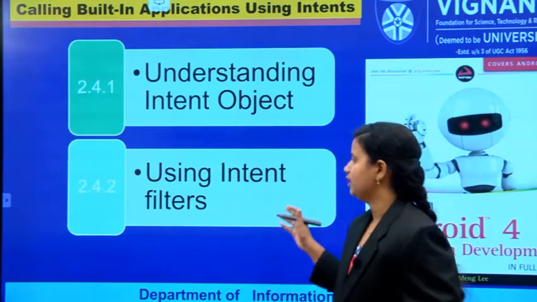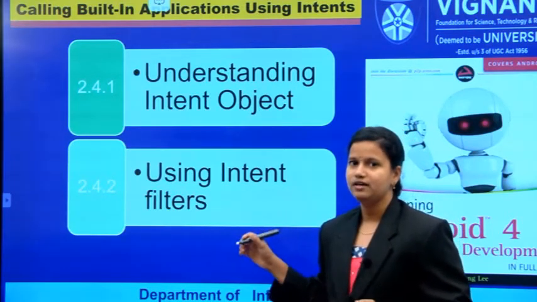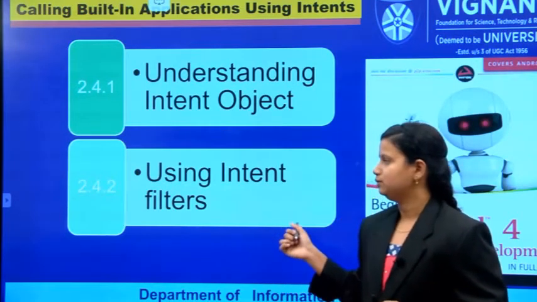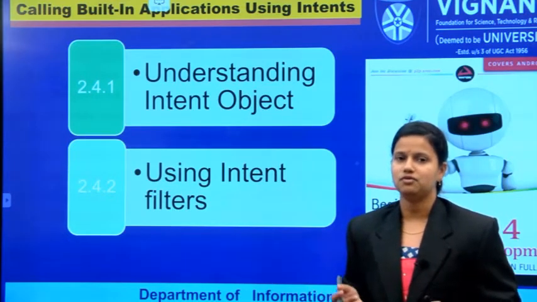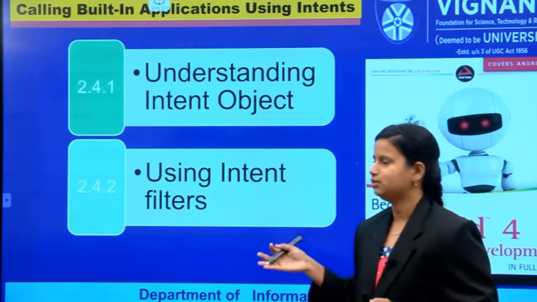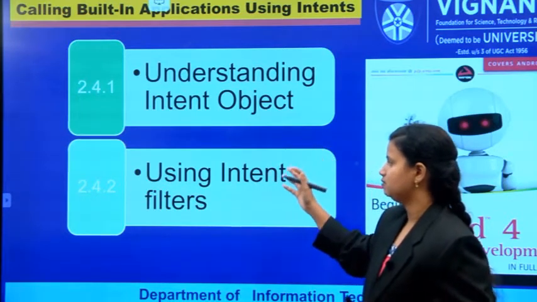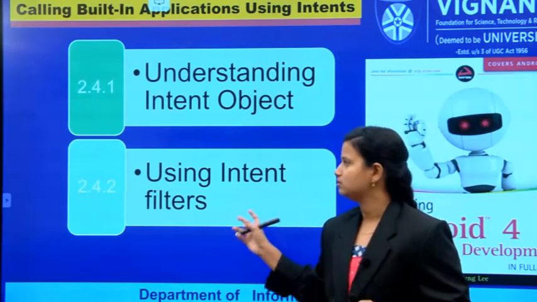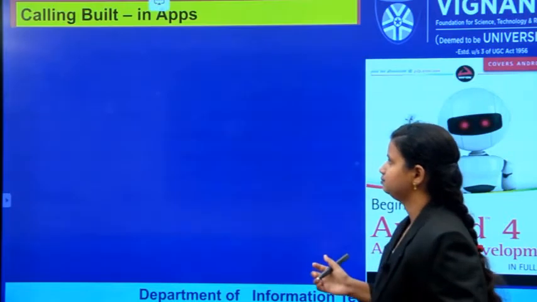So how do we know about the intent filters? Those are used in the manifest file. These are also used for moving to different applications, from one activity to another activity, or from one application to another application. In that situation we don't need to create objects; we go with the Android manifest file. That is the concept in 2.4.2, the intent filters.